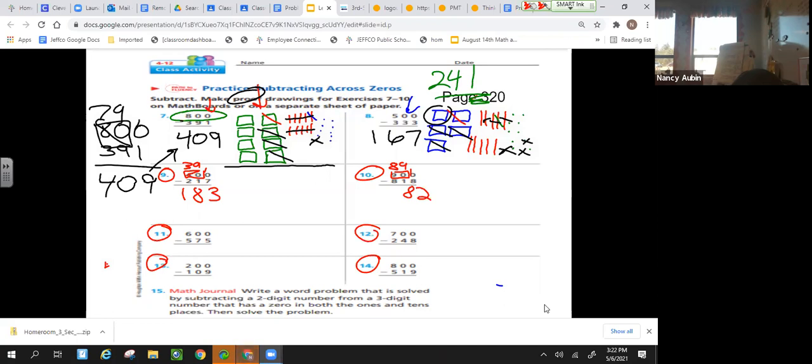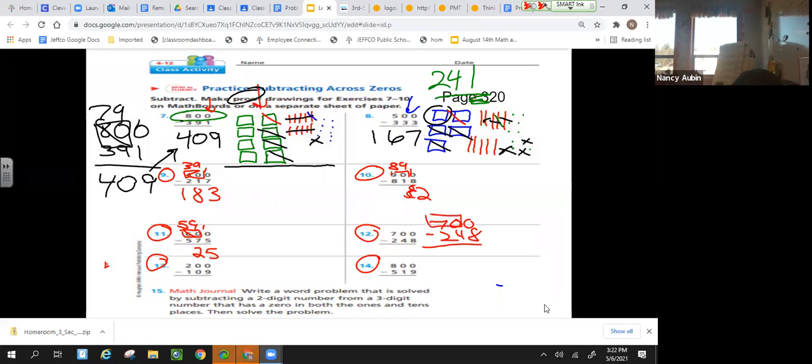All right. 10 minus 5 is 5, and 25. Notice I'm not putting that 0 there. I see a lot of third graders do that. Don't do that. Because we don't write the number 82 with a 0 in front, right? Okay. Number 12, 700 minus 248.